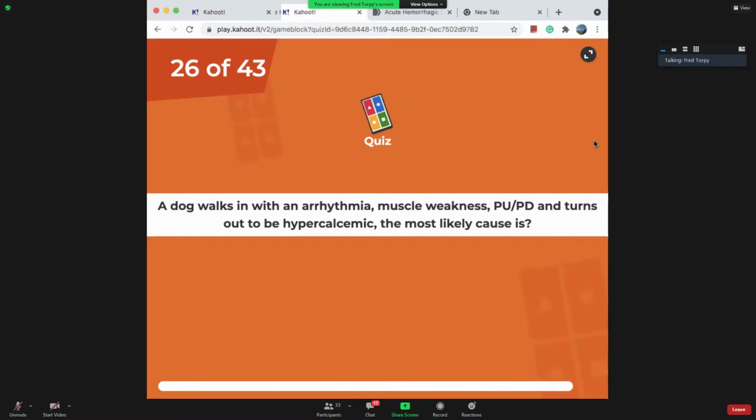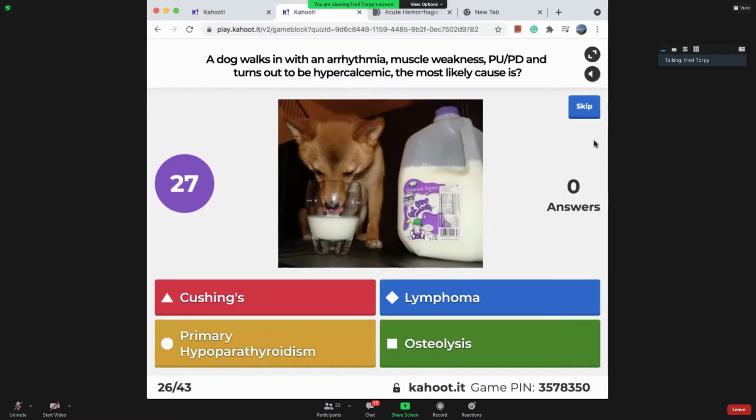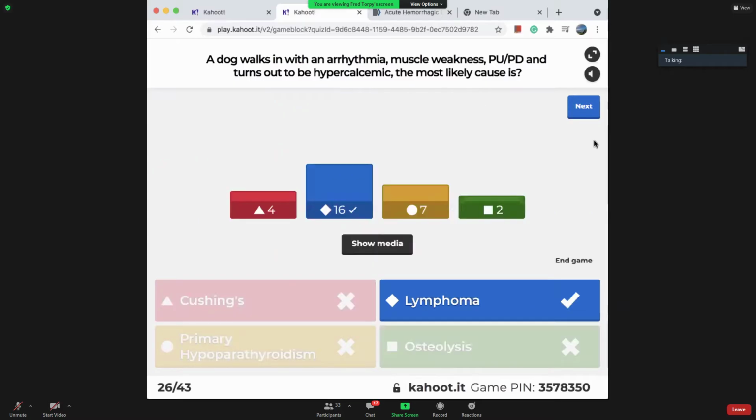Okay, so this animal has all the signs of hypercalcemia. Statistically, what's the most common cause of hypercalcemia in dogs? Good job. So lymphoma is the most common cause of hypercalcemia in dogs.